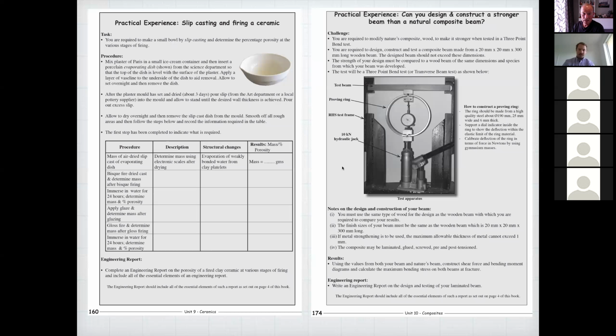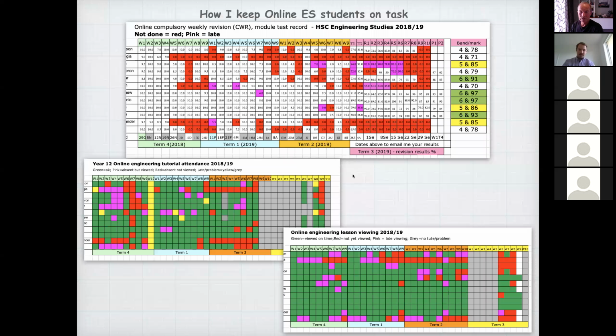Okay, so there are the 10 practicals. Now what I want to do is just show you how I keep my online engineering studies students on task. So these are all their names. Each week I give them a CWR, I call it a compulsory weekly revision. And this takes a fair bit of time, but it's well and truly worth it.